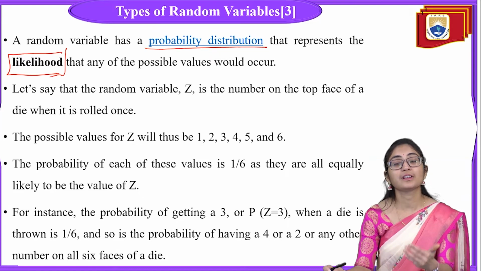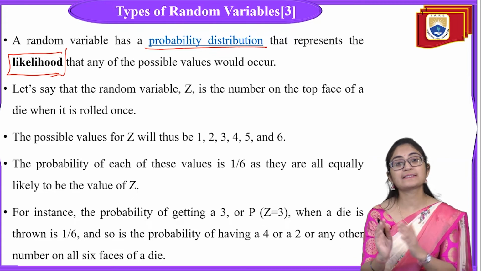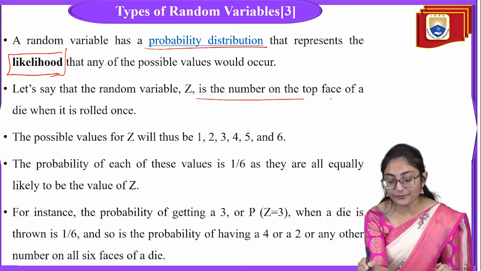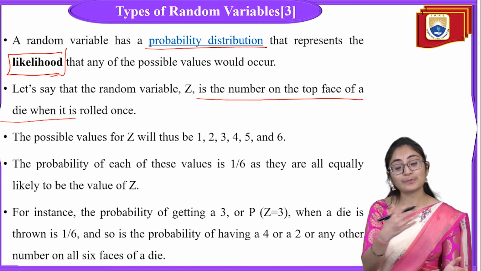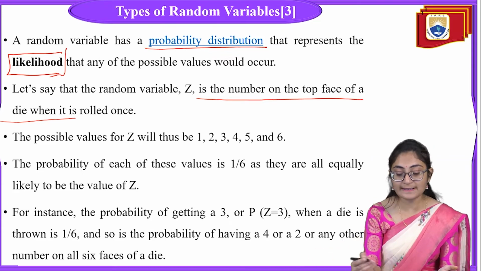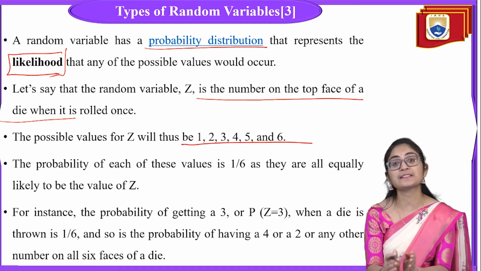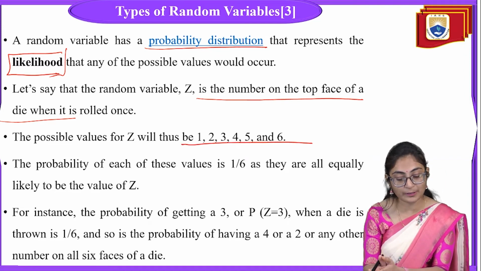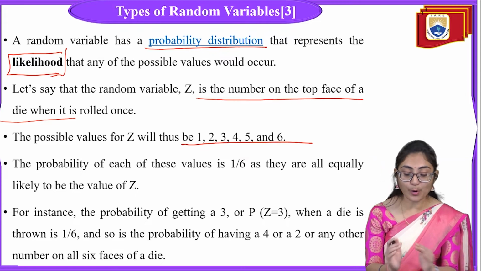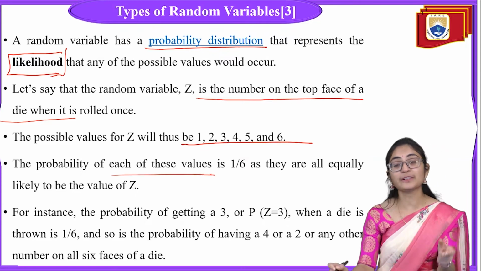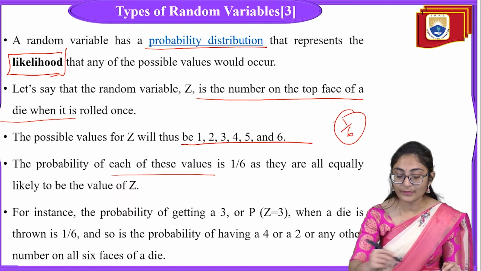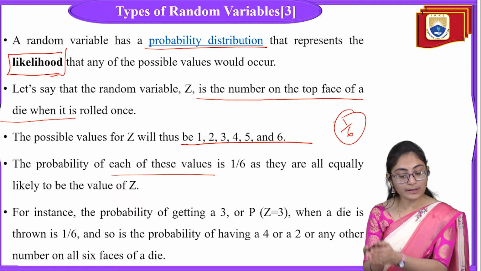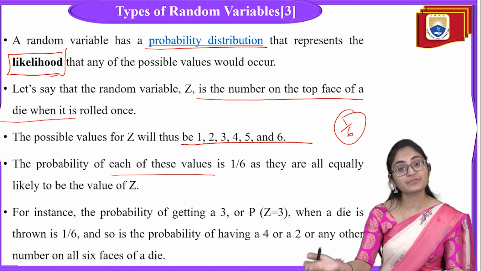Let's say that the random variable z is the top face of the die when it is rolled once. There are some possible values for z. We can say that 1, 2, 3, 4, 5, 6 are the possible values for z. But the probability of each of these values is 1 by 6, and they are all equally likely values of z.